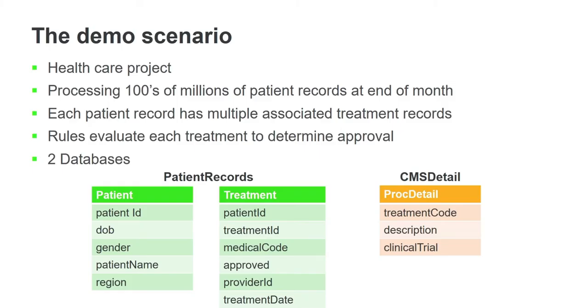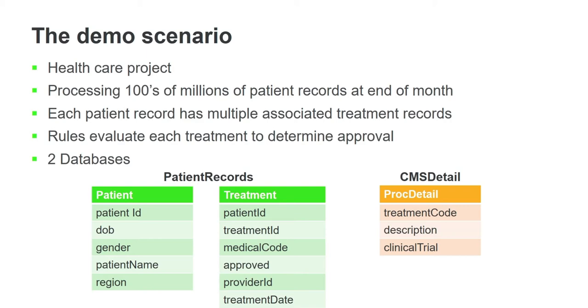Now for this demo, I just want to lay out the scenario that we're using. So this is a healthcare project. It's processing hundreds of millions of patient records at the end of the month. Each patient record has multiple associated treatments with it. The whole purpose of this scenario is that we're making approval decisions. So was this treatment for this patient approved or not?